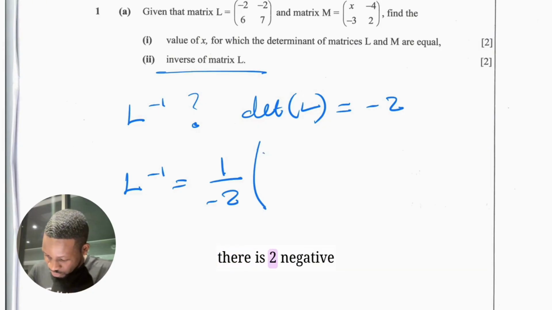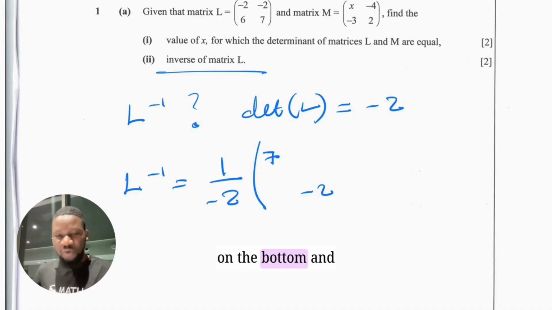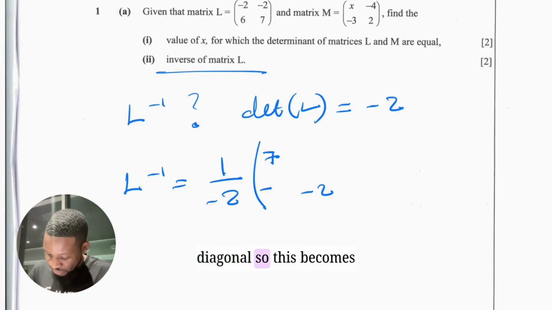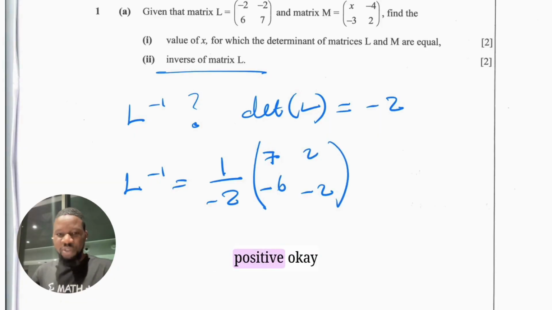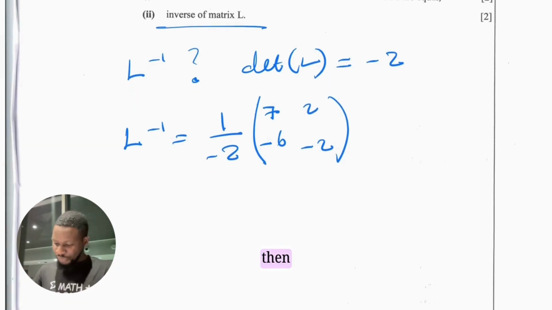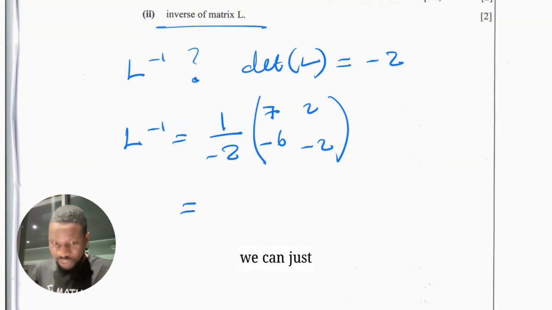Then we are going to switch the entries in the major diagonal. So where there is 2, we put 7, and negative 2 goes on the bottom. And then we change the sign of the entries in the minor diagonal. So this becomes negative 6, and negative 2 becomes 2 positive.